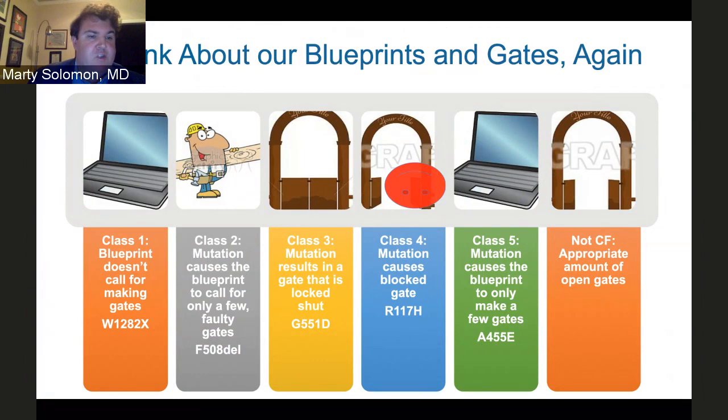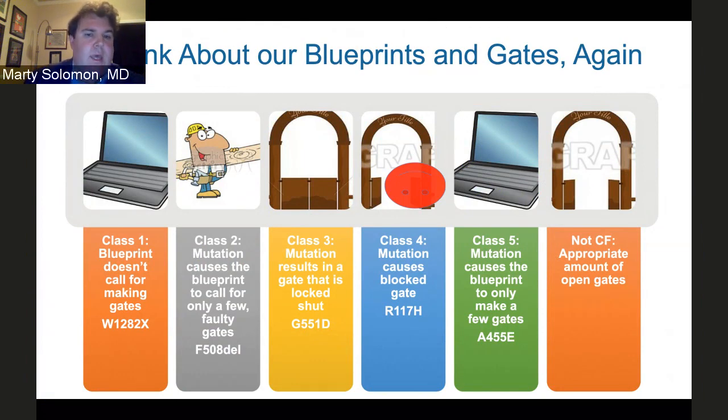The first of these types of mutations is what's called a class 1 mutation. In that case, the gene blueprint does not call for making gates at all. An example of this is the W1282X mutation. These are also called premature termination codon mutations. So anything that has an X in the name is a class 1 mutation. The common gene variant or gene mutation, F508del, falls into class 2. This mutation causes the blueprint to call for only a few faulty gates, many of which don't make it out of the assembly line quality check process, and therefore very few functioning gates reach the cell surface where they're supposed to.